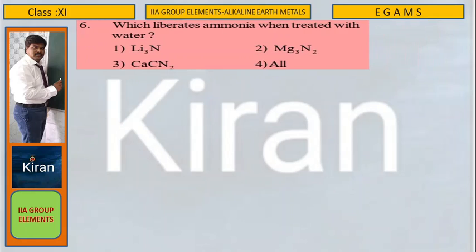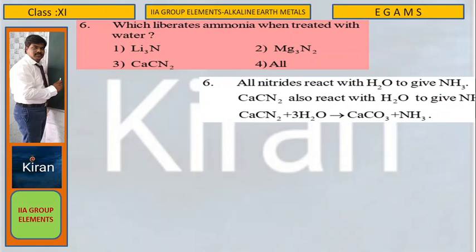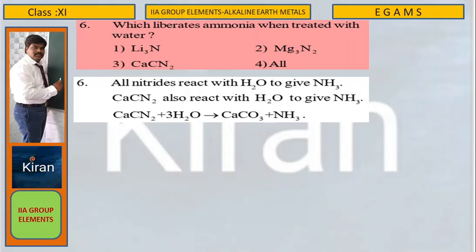Which liberates ammonia when treated with water? Lithium nitride, when treated with water you will get ammonia, or magnesium nitride, or calcium cyanamide. Which one can produce ammonia gas? In this case, all three can produce ammonia gas when they react with water. All nitrides react with water to give ammonia.